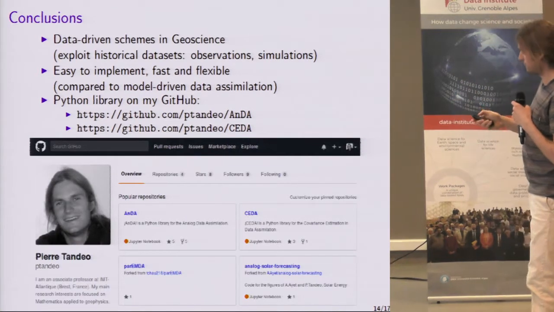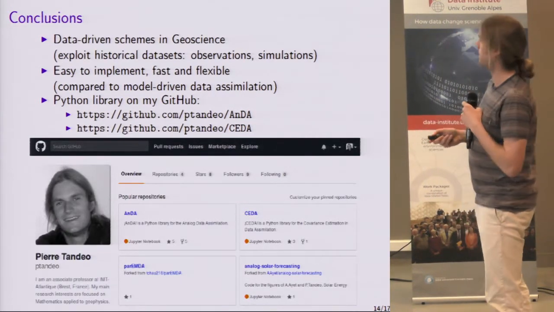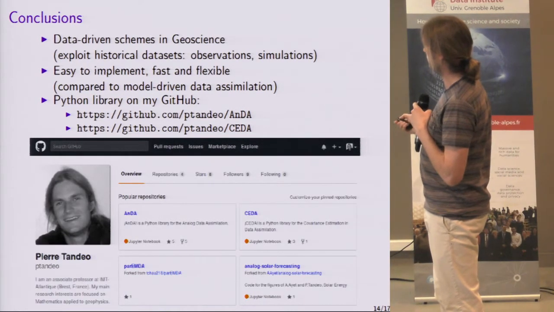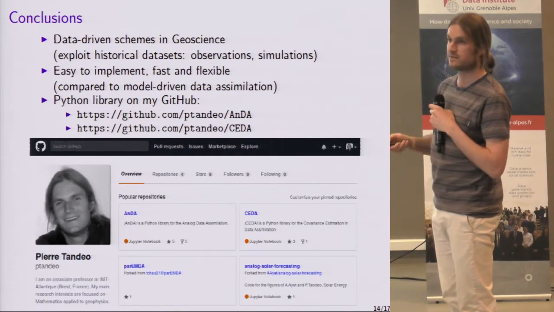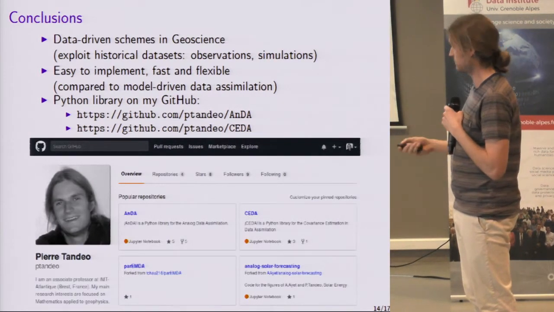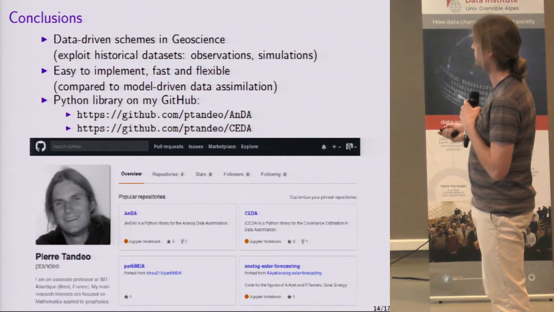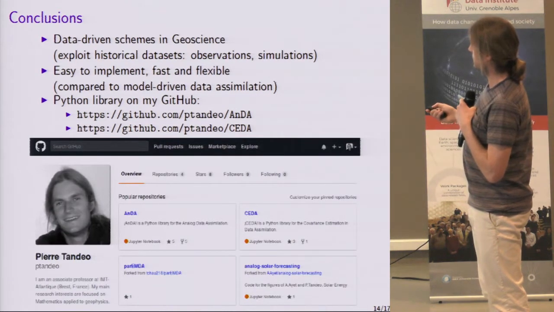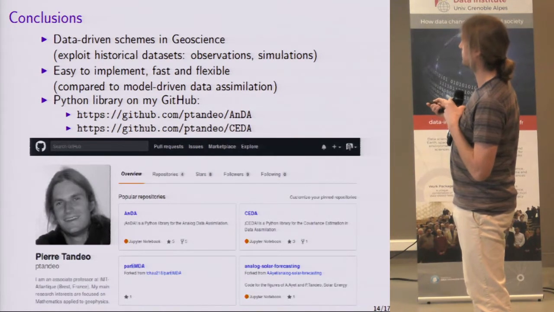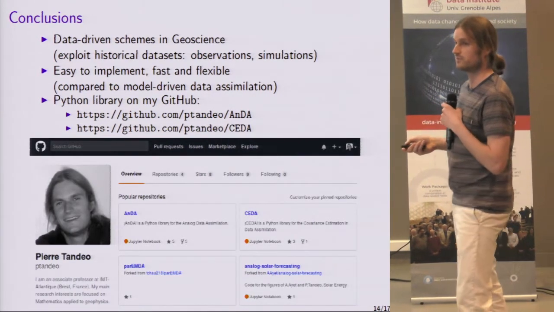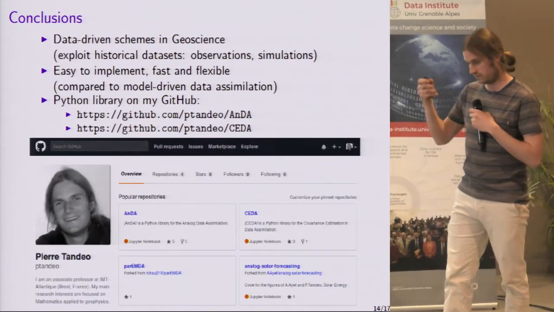To conclude, and I agree with the previous talk, everything I have done in research, I've tried to put on my GitHub page. I think it's very important now to give the code, and it's a very generic code that can be useful for different fields. As I said, it's completely data driven. It means that we use a historical data set of both observation and simulation to do data assimilation, and it's quite easy, fast and flexible compared to model-driven data assimilation.